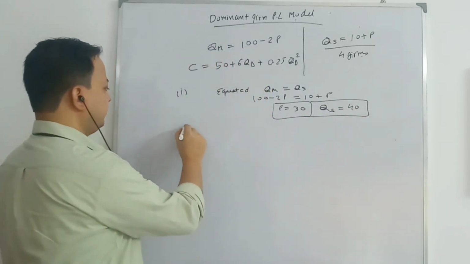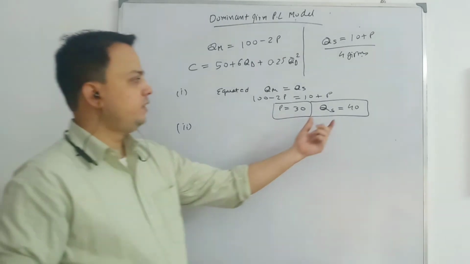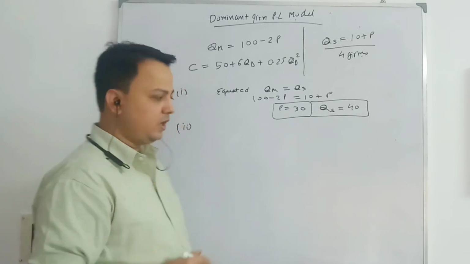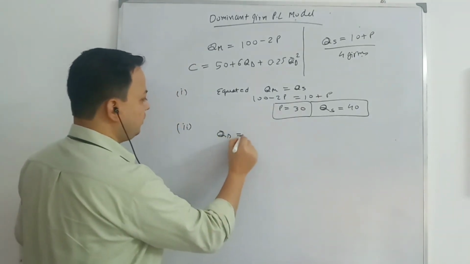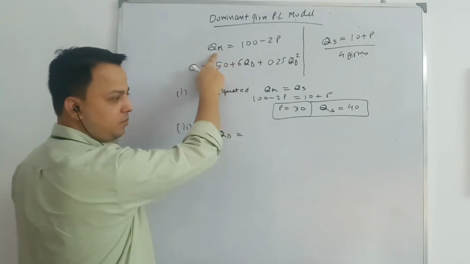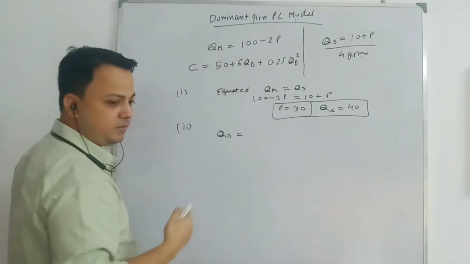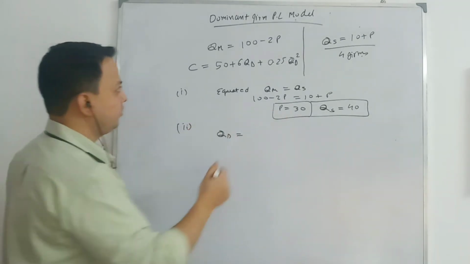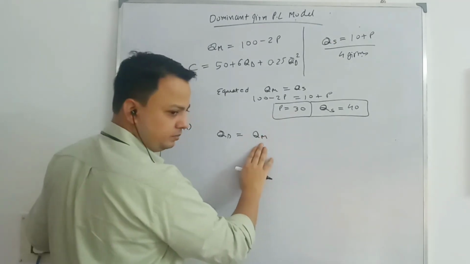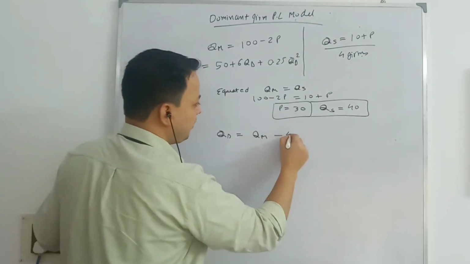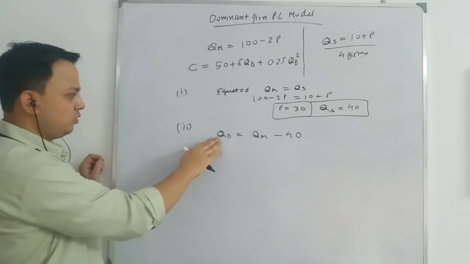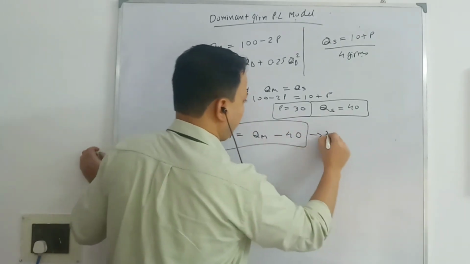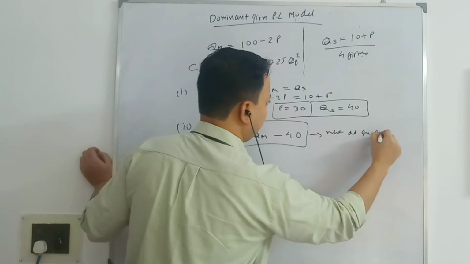Now, second thing, what will our dominant firm do? It will take this as given and derive a demand curve. That is what we have done. So QD will be equal to the market demand minus whatever is supplied by our small firm. So QM is the market demand, minus supplied by the small firm, which is 40. So this is my market demand function for the dominant firm.